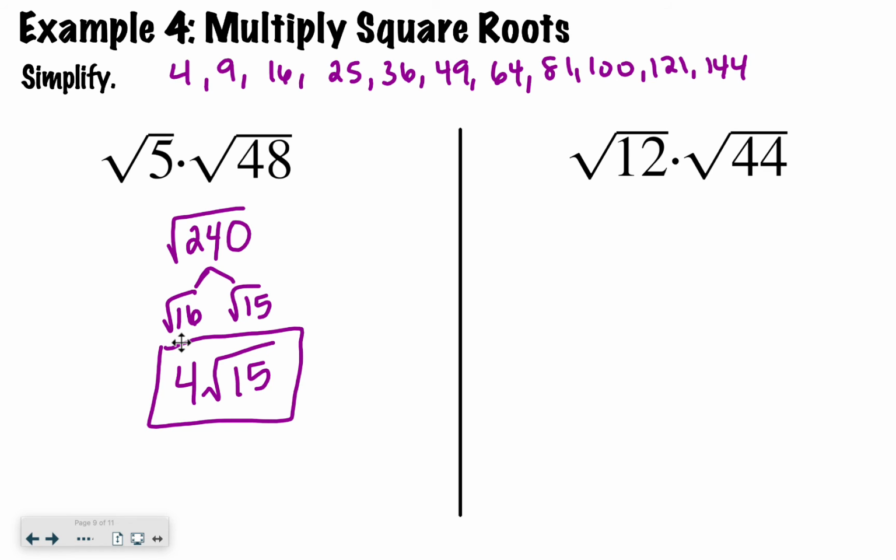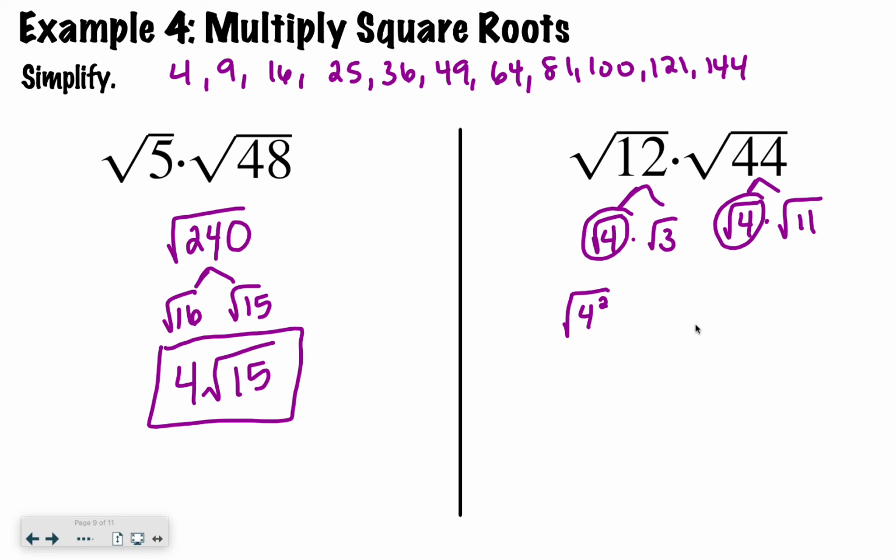Okay? Now, let's say maybe you don't like working with that big of a number. So what you can do instead is break these up. You can say 12 is the square root of 4 times the square root of 3, and 44 is the square root of 4 times the square root of 11. Do you see how I have a square root of 4 and a square root of 4? Another way of writing that is the square root of 4 squared. So I have the square root of 4 squared times the square root of 3 times the square root of 11. And this square root cancels with that square, leaving me with just a 4.